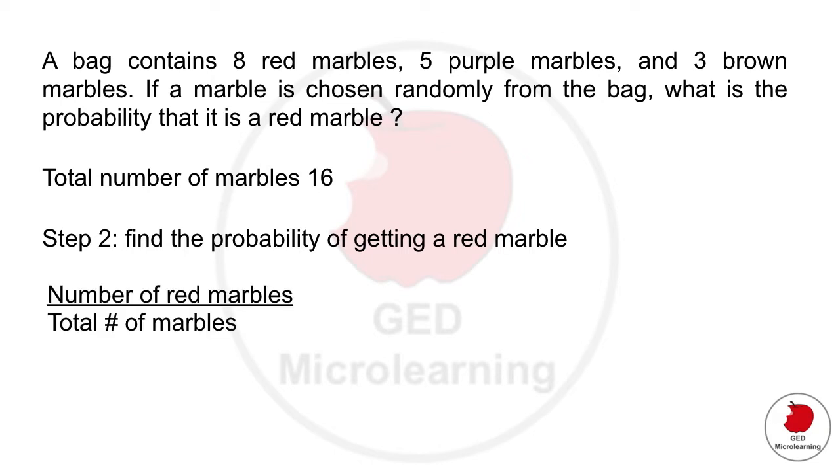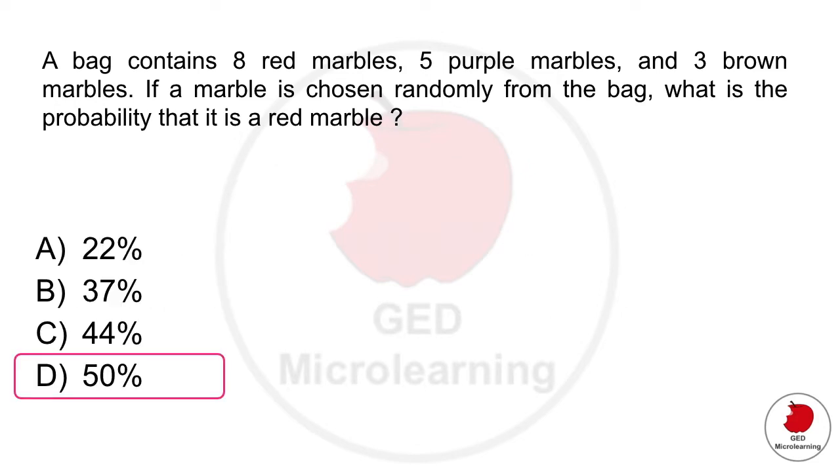What is the number of red marbles, or our desired outcome in this case? It's 8, right? And what is the total number of outcomes, or the total number of marbles? It's 16. Okay, so it would be 8/16. And if you divide that out, it gives you 50%. Okay, so the probability in this case, if you randomly choose a marble from the bag, it's 50%.